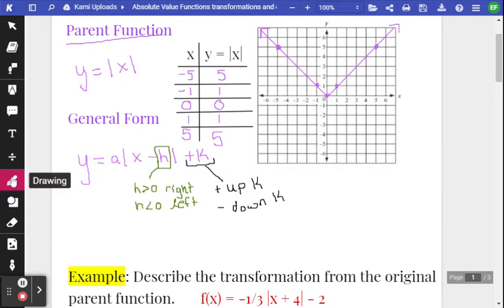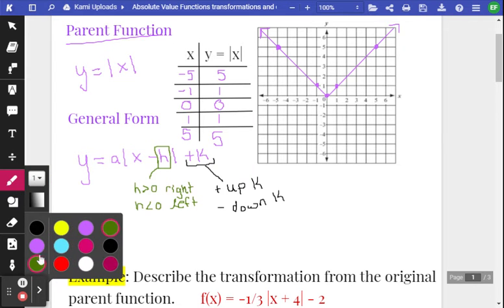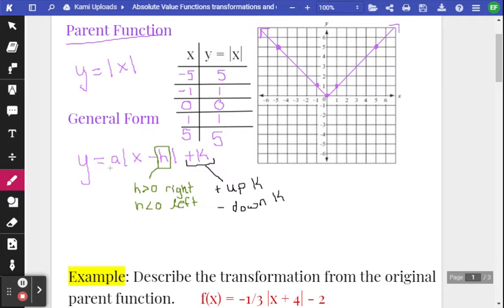Now the a I saved to last because the a actually has two different jobs. The a tells us whether our graph has a reflection or not. That piece of the puzzle comes from if the a value is positive, it's greater than 0, then our graph opens up.